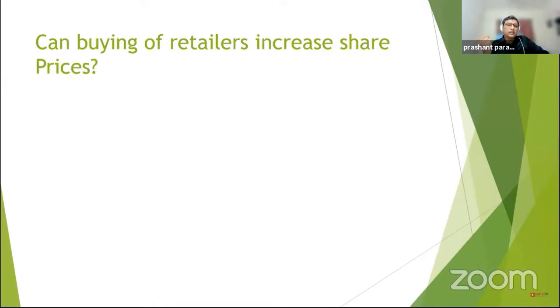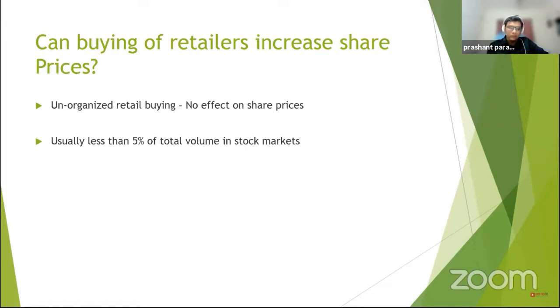Then, is it possible that retailers can increase share prices by their buying? Usually retailers are unorganized and they do not have any effect on share prices, because they buy 1, 2 or 5 shares, at the most 1000 shares. That is not going to cause any effect on share prices. Most of the time, the total volume of retailers combined is less than 5% of stock market volume. Just 5% volume which is unorganized cannot cause any price fluctuations, because there are more than 7000 companies and all people are investing in different companies.